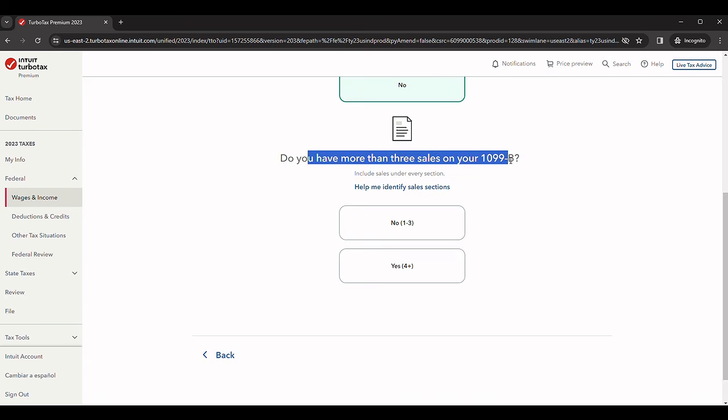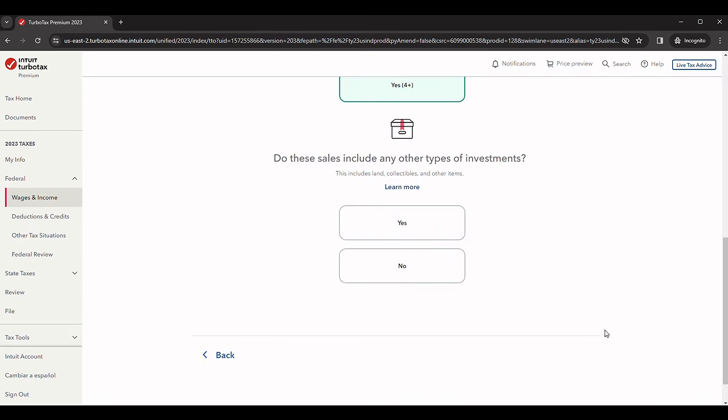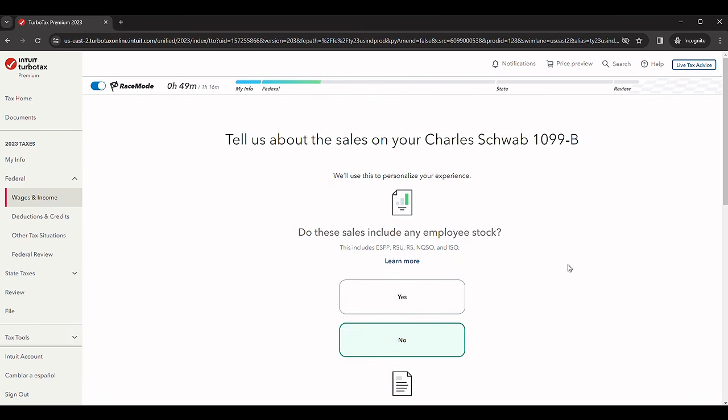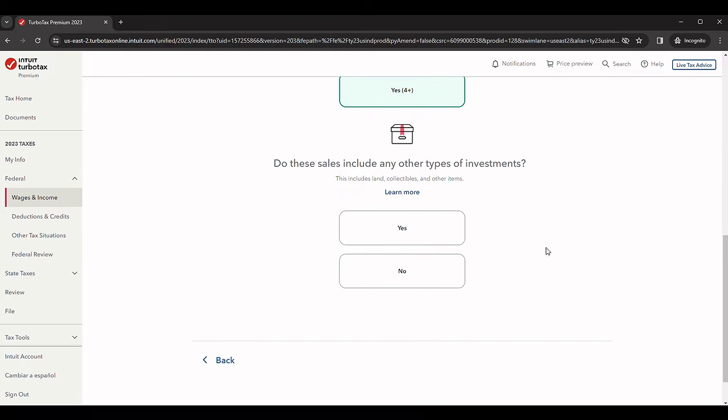Do you have more than 3 sales on your 1099-B? Let's just say yes. I bet you they're going to upcharge you. I think it was $89 so far. Is there a way to check the price? They're hiding it. Okay, anyways. Do these sales include any other types of investments, such as land or collectibles? No, just stocks.